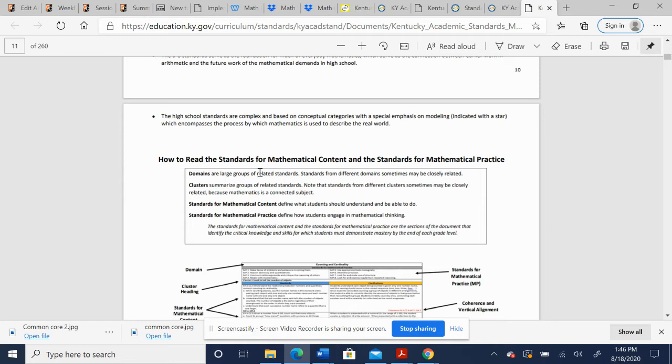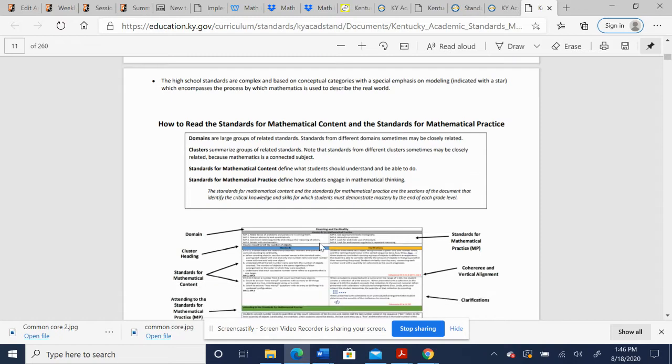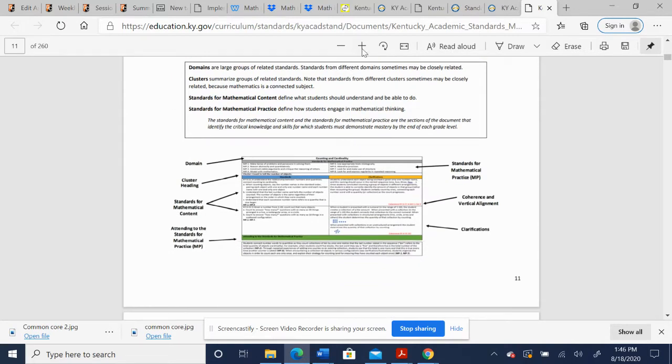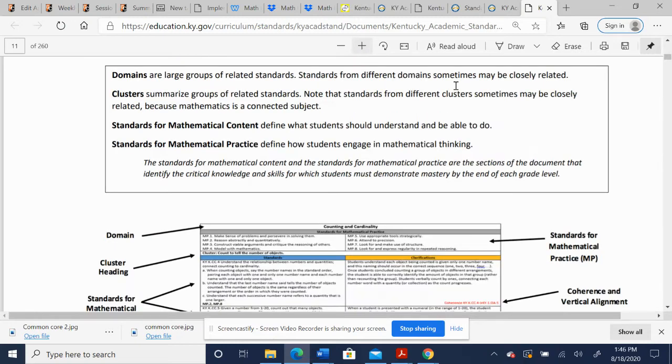Okay. The standards for math practice are something that's completely different. Standards for math practice involve the ways students engage in math thinking. So we expect the content standards to be different by grade level. However, the standards for math practice should be the same in every single grade level. No matter what we're learning, these are the methods and the strategies and the thinking practices we're going to use to learn that.